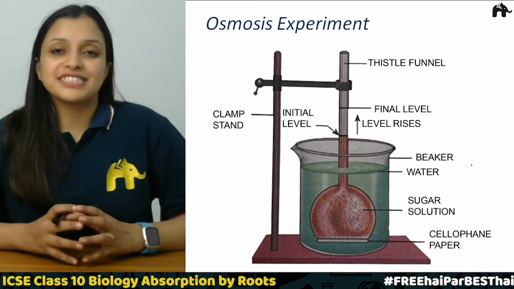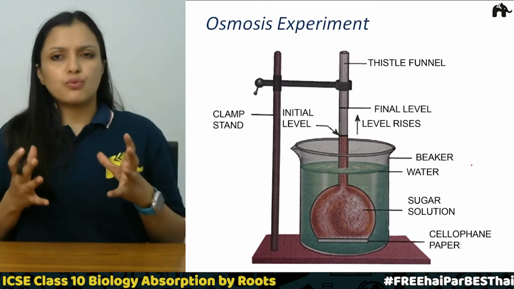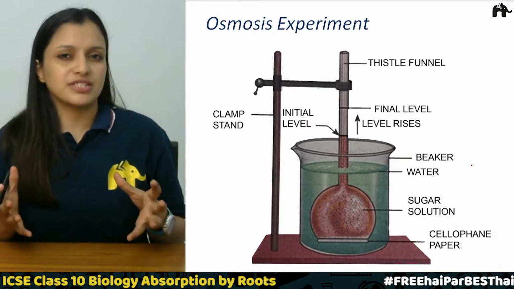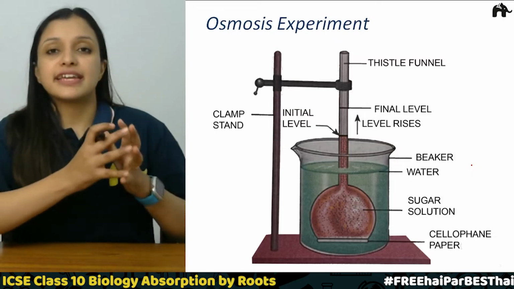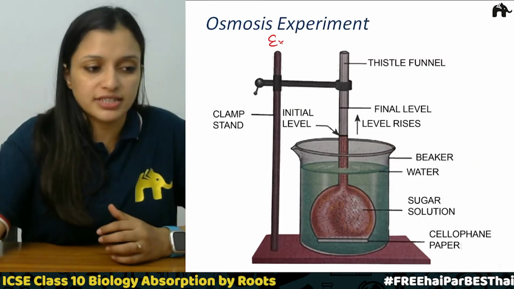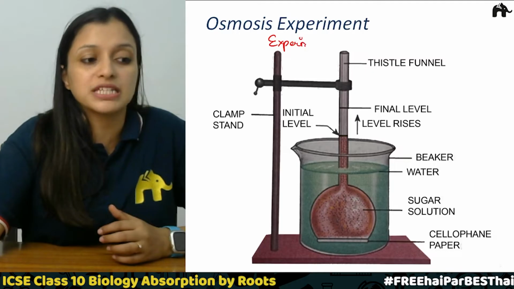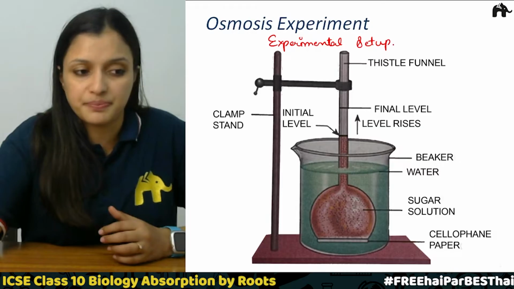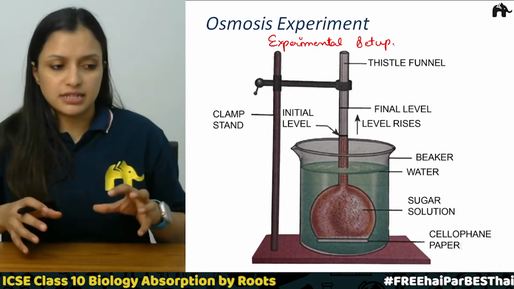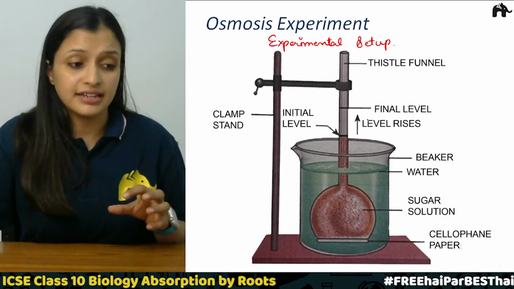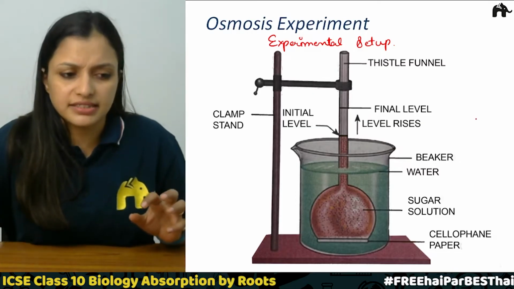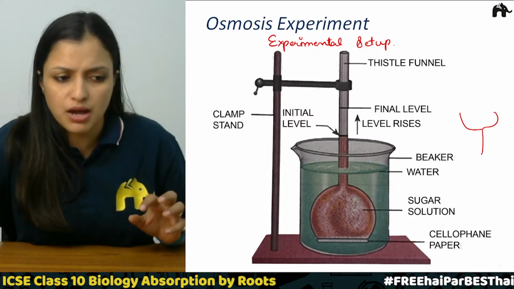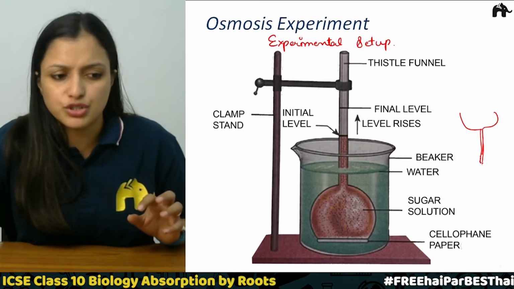Right. So now we will be discussing the osmosis experiment. How are we going to do this osmosis experiment? It is super duper interesting and super duper easy, right? So this is our experimental setup. What is there in the experimental setup? I will explain it to you. In this experimental setup, we have taken this clamp stand, right? And we have taken a thistle funnel. The thistle funnel looks something like this, right? It has a wide, open mouth and a long tube over here, right?